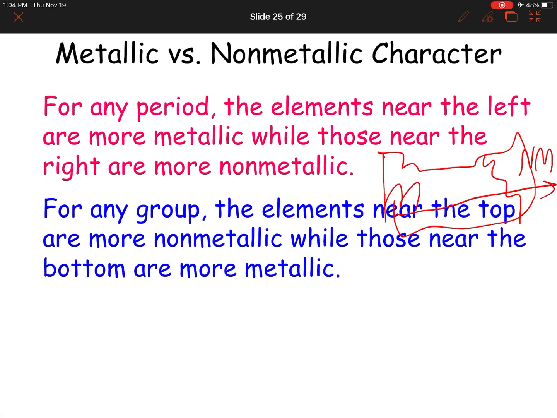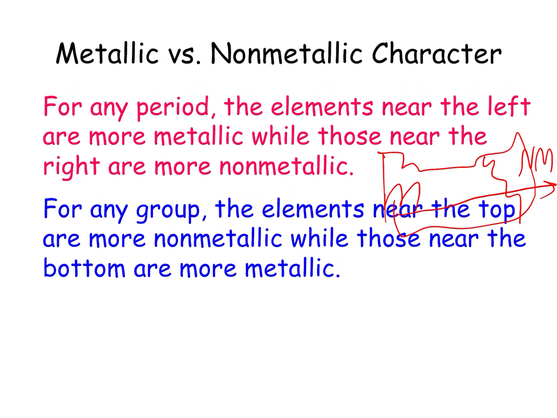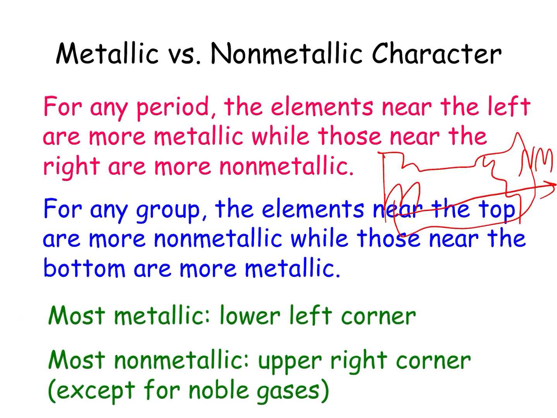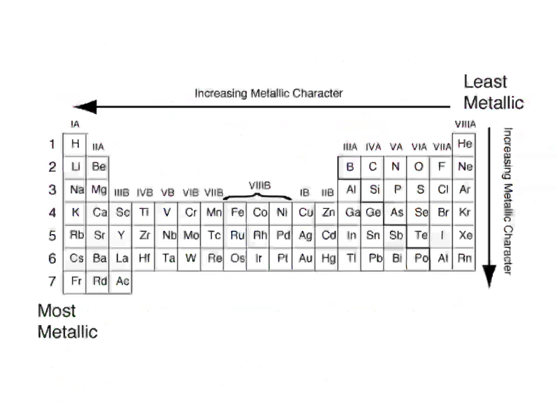And the opposite is true for groups. For any group, the elements near the top are going to be more non-metallic, like up here, versus down here. So the most metallic is the lower left corner, francium. Most non-metallic is the upper right, except for the noble gases, so probably fluorine. Just bringing it into a picture for you.